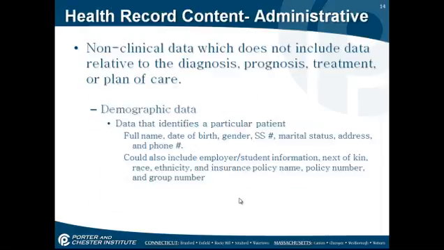The non-clinical data that's collected is considered administrative data. This doesn't include anything to do with diagnosis, prognosis, the treatment, or the plan of care. It's going to include information such as the full name, date of birth, gender, social security number, marital status, address, and phone number. It could also include employer or student information, who the next of kin is, the race, ethnicity, and insurance policy name, policy number, and group number. Those would all be considered administrative data.